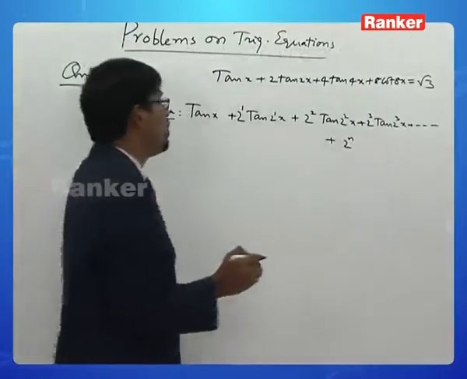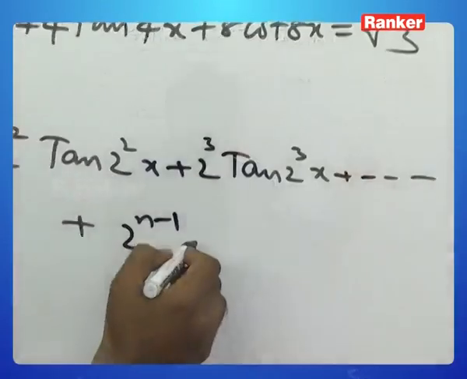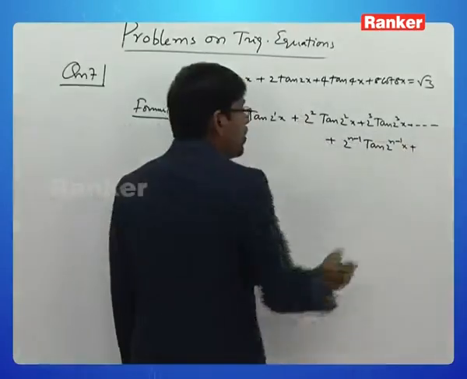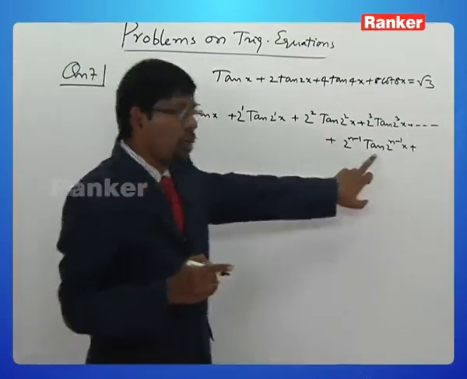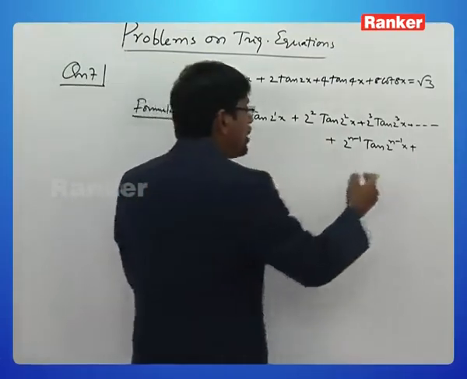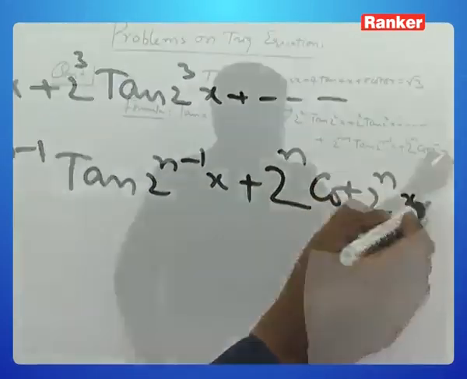Let's write up to n terms. You can go up to any n. 2 power n minus 1 into tan of 2 power n minus 1 into x. But the next term you write with a cot. Next term in the series we write with a cot. So what is that? 2 power n into cot of 2 power n x.